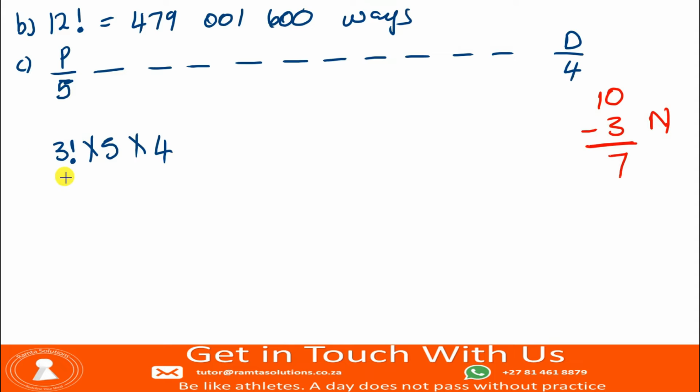But now, these novels, we consider them a unit. So this will become 8, right? So here, we have 8 factorial ways of placing these objects.